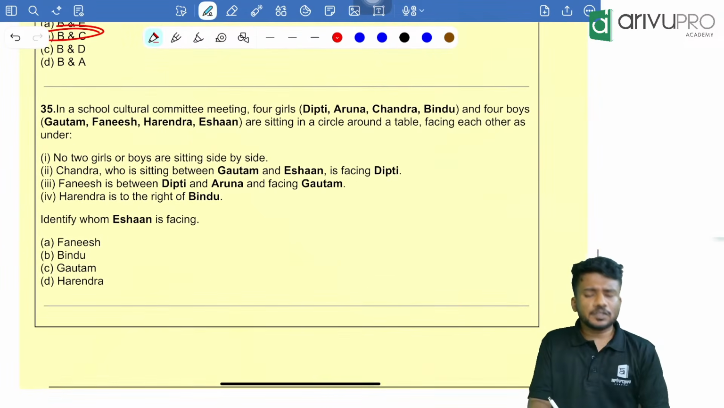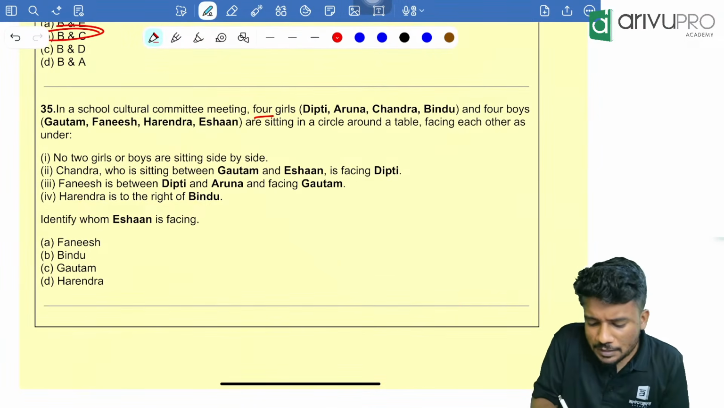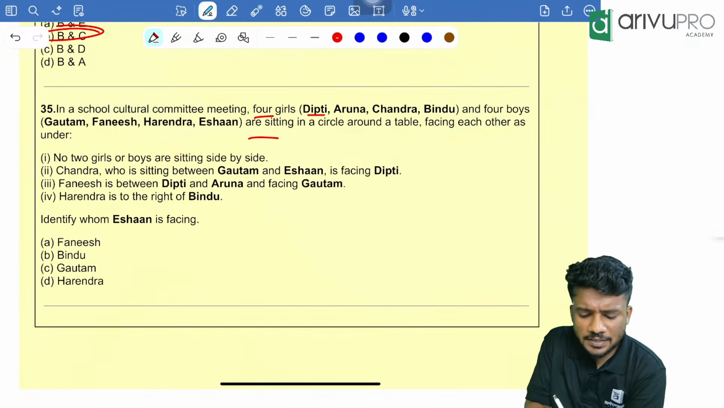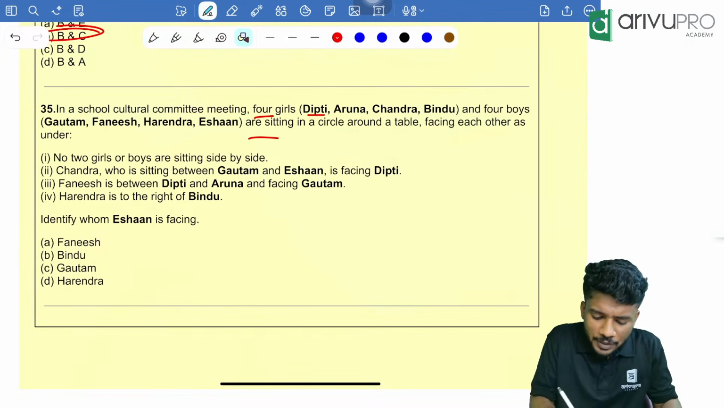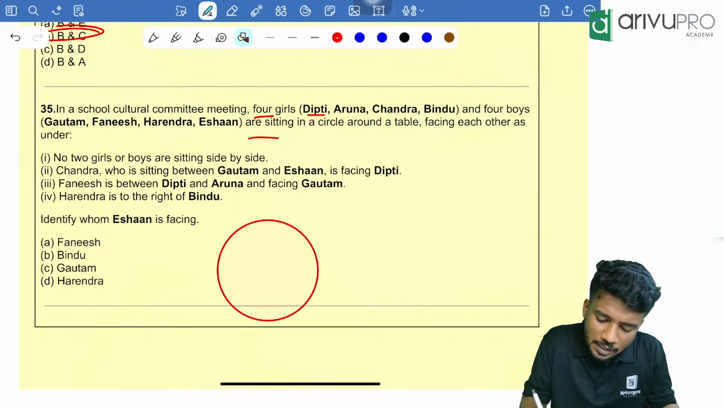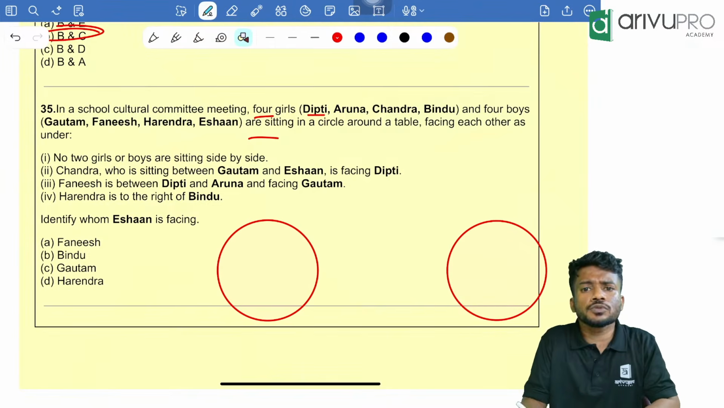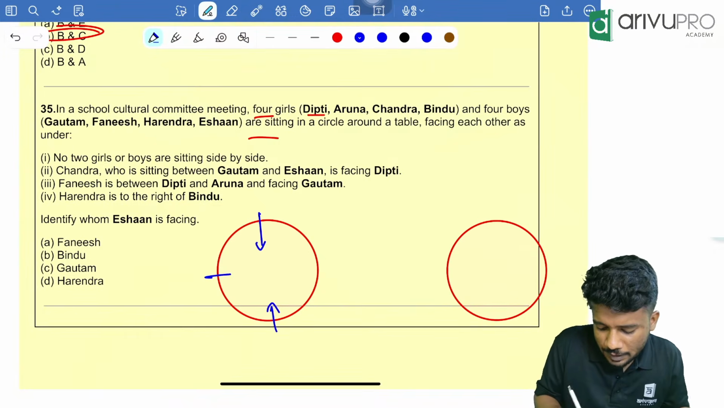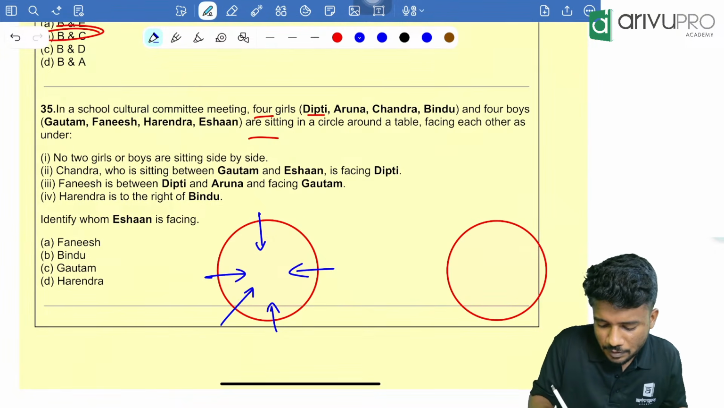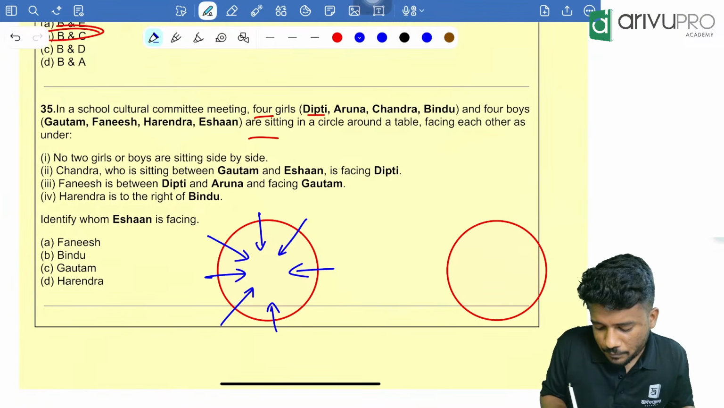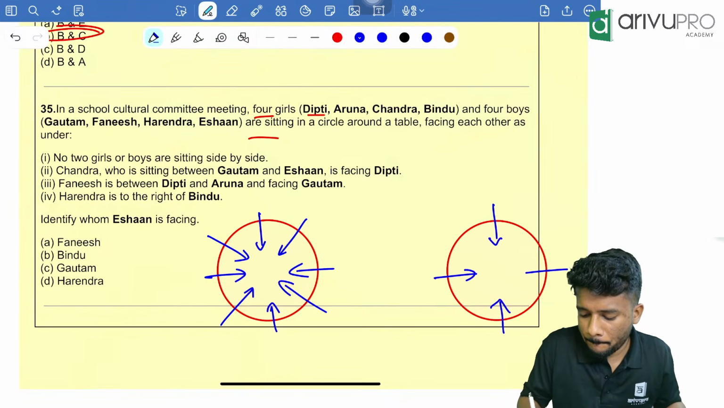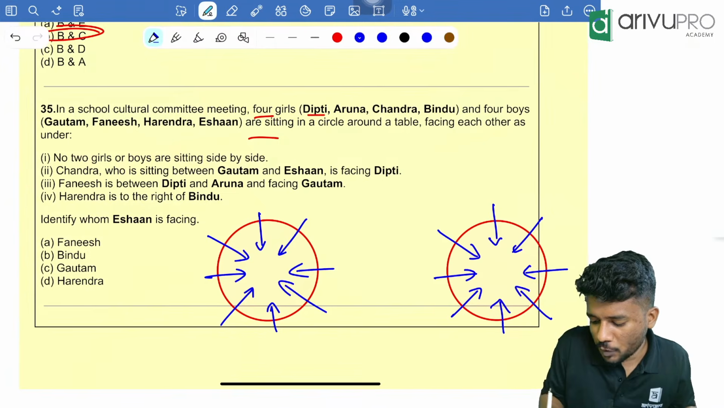In a school cultural committee meeting, 4 girls, Deepthi, Aruna, Chandra, Bindu, and 4 boys, Gautam, Fanish, Harendra, and Ishan, are sitting in a circle. That means how many people are there in total now? 8 people are there in total. So I am drawing two circles. First, 8 people means how will you draw? Like this you will draw. Correct? Yes, one by one we'll start.